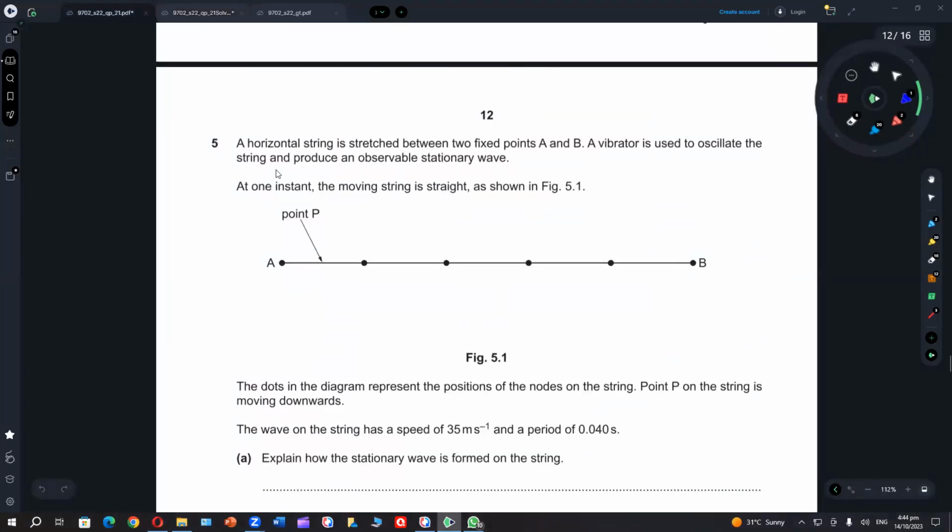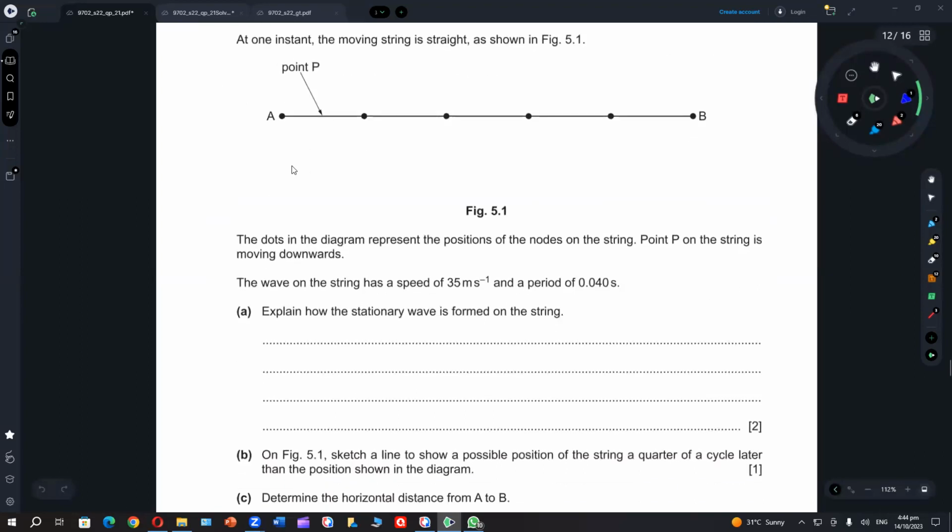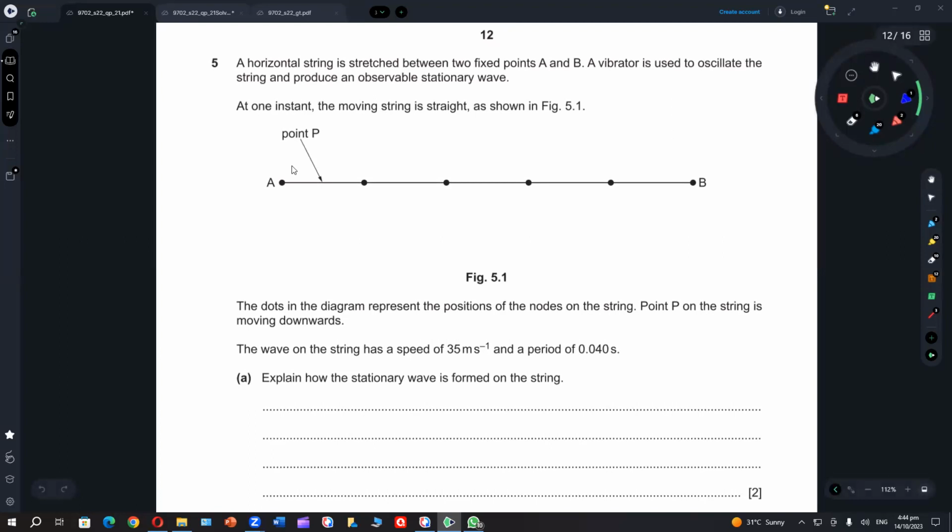Question number 5. A horizontal string is stretched between two fixed points A and B. A vibrator is used to oscillate the string and produce an observable stationary wave. At one instant, the moving string is straight as shown. The dots in the diagram represent the position of nodes on the string. The point P on the string is moving downward. So these are the nodes.